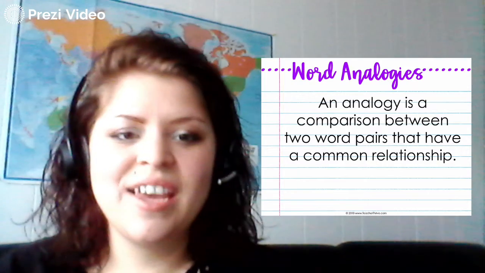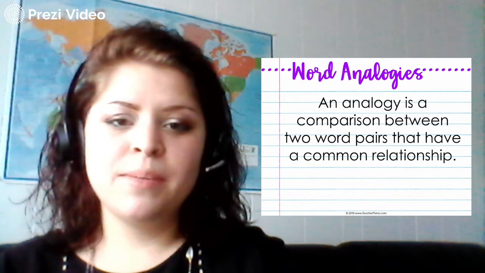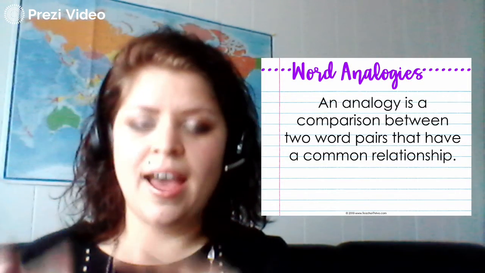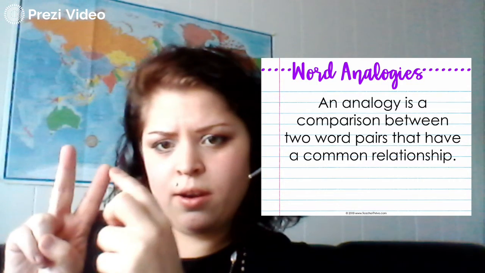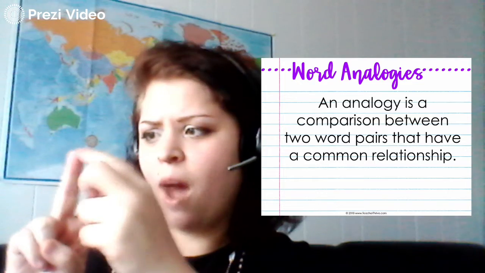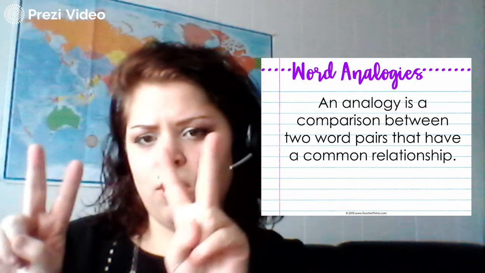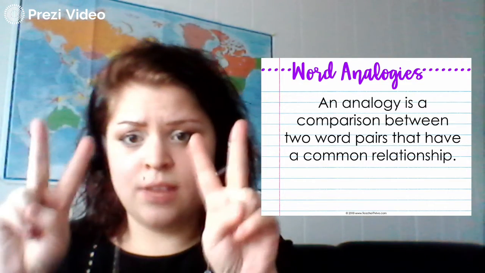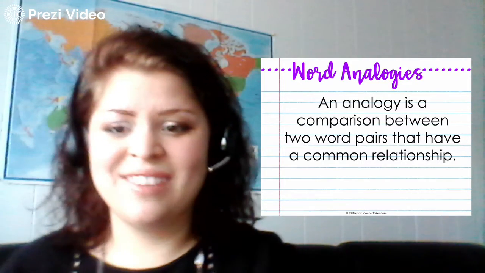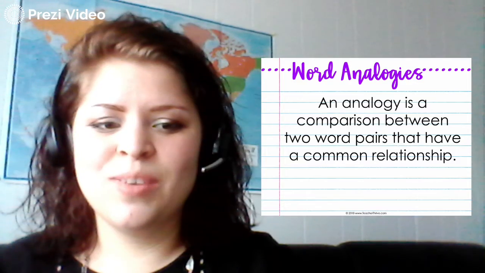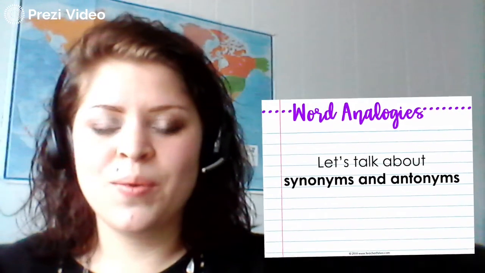An analogy is a comparison between two word pairs that have a common relationship. So this is your first word pair, and they have a common relationship. And so this word pair has the same relationship that that one did. That might sound confusing. So let's relate it to something we know.